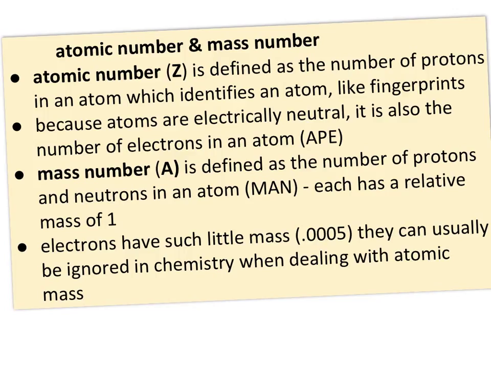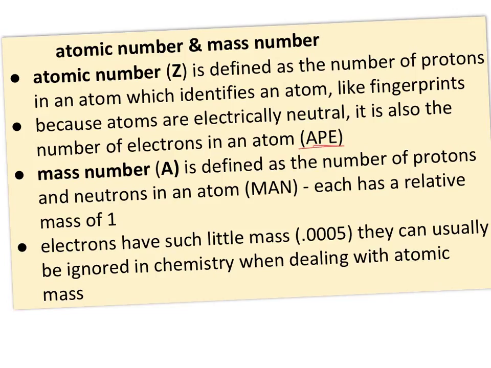And the mass number is the number of protons and neutrons in an atom, with each proton and neutron being given a relative mass of 1. Whereas electrons have such little mass, 0.00005 compared to the protons and neutrons, we can usually ignore their mass with what we're doing in chemistry.